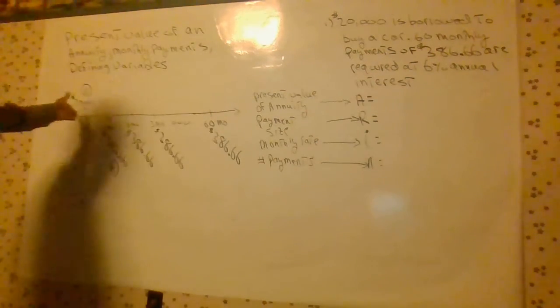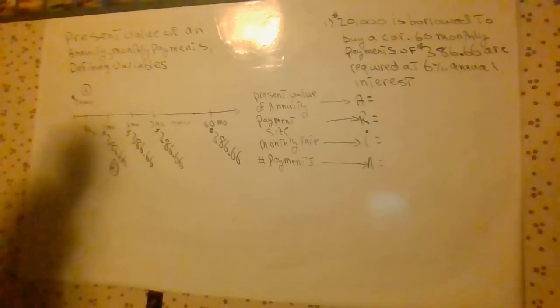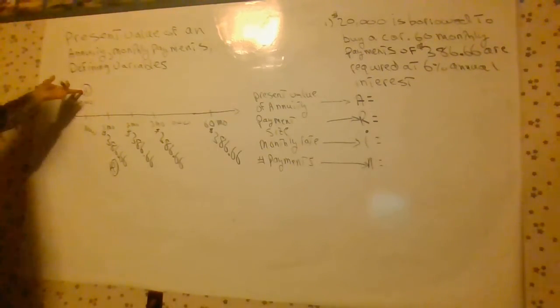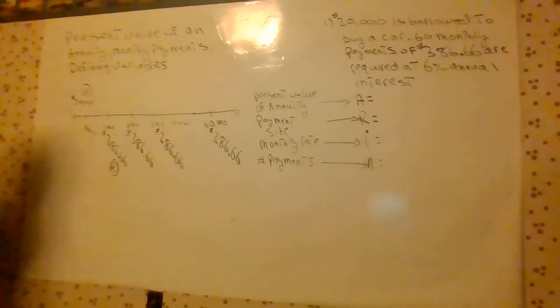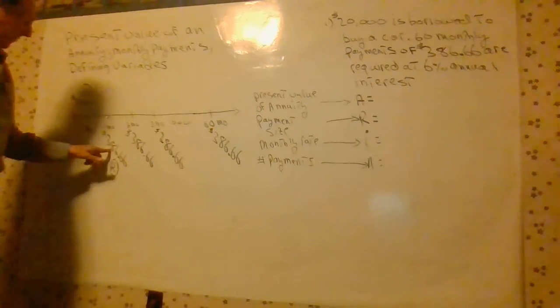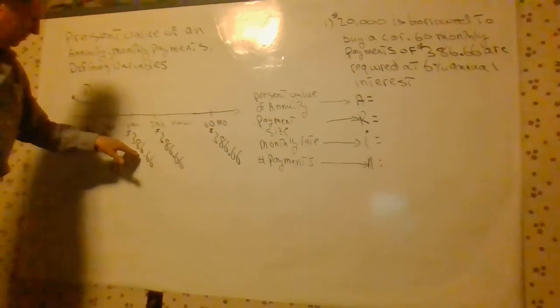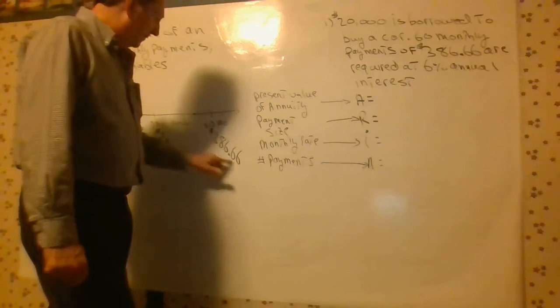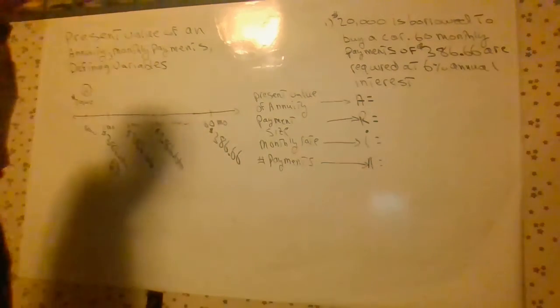You can represent this on what's called a time diagram, where $20,000 is the value right now, and we call that A for present value of an annuity. And then after 1 month, you make a payment of $386. After 2 months, you make another payment, all the way up to 60 months, you make the final payment, which will pay off the loan.